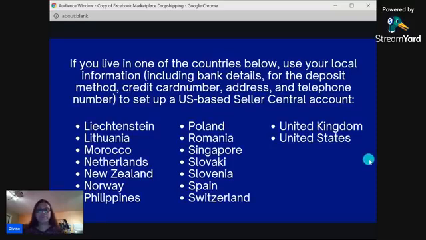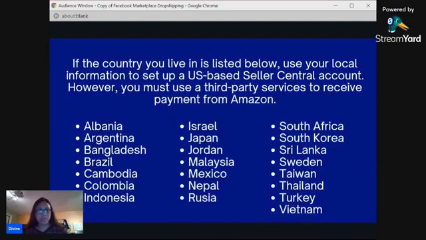selling on Amazon. Okay, in group B, or the other group, if your country is listed below, use local information to set up a US-based Seller Central account. However, you must use third-party services to receive payment from Amazon. The third-party service that you can use for payment is Payoneer. Actually, I know some of the freelancers here already have Payoneer. So you can still use that in the application of your Amazon Seller Central account.